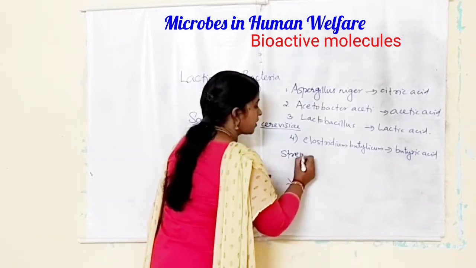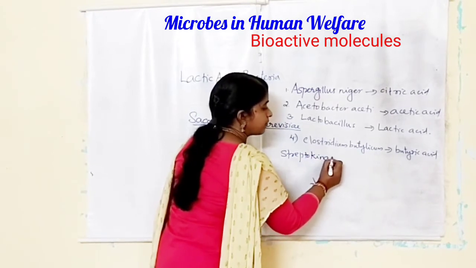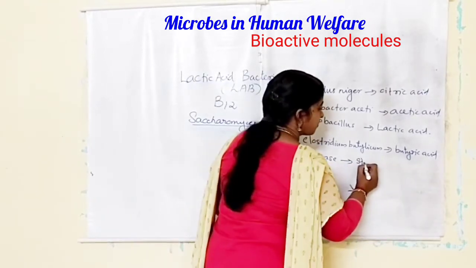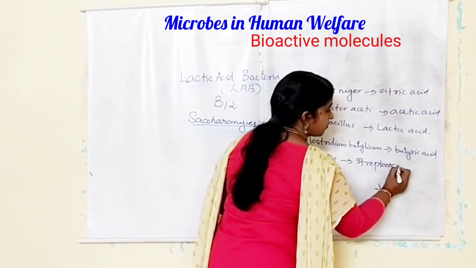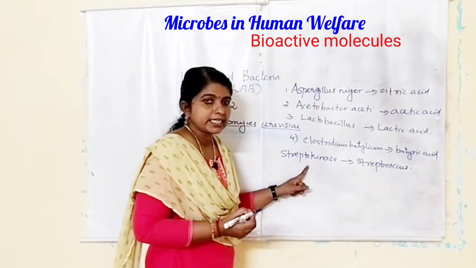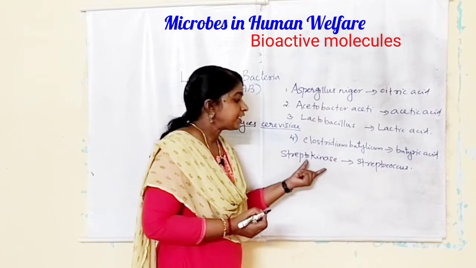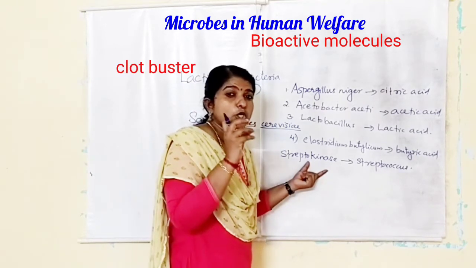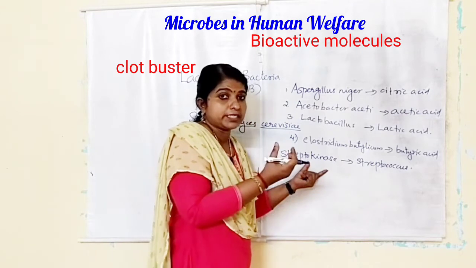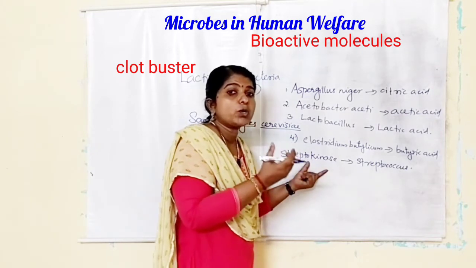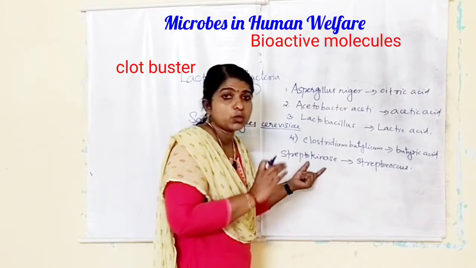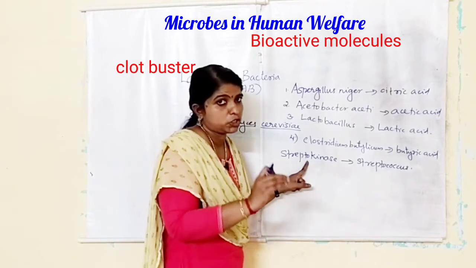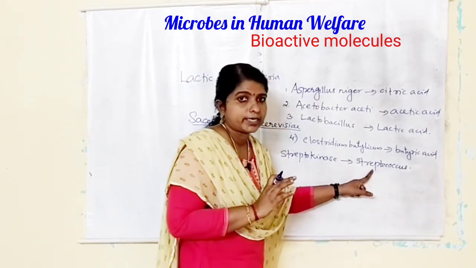And another important bioactive product, the first one, is streptokinase. It is produced by a bacterium, Streptococcus. This streptokinase is a bioactive molecule which is used as a clot buster to remove blood clots from the blood vessels of those persons who have undergone myocardial infarction, which leads to heart attack. Okay, so streptokinase is used as a clot buster produced from Streptococcus.